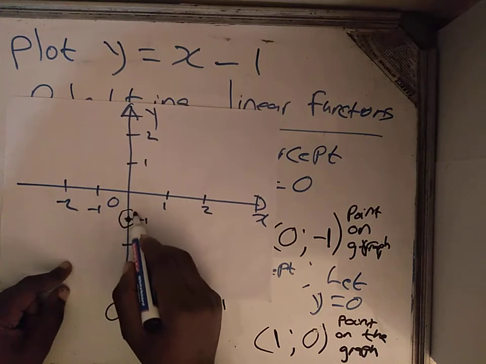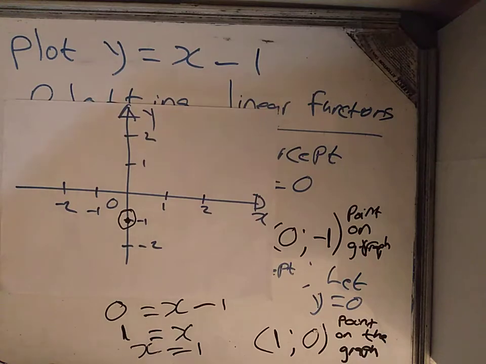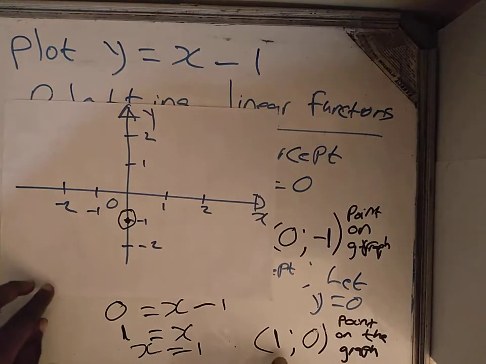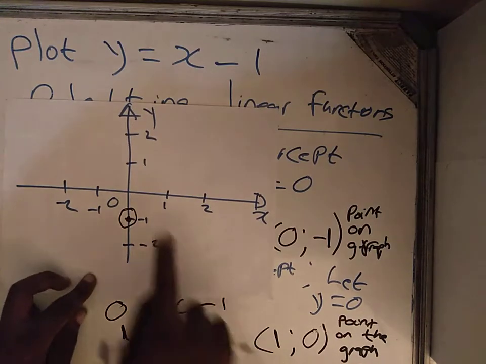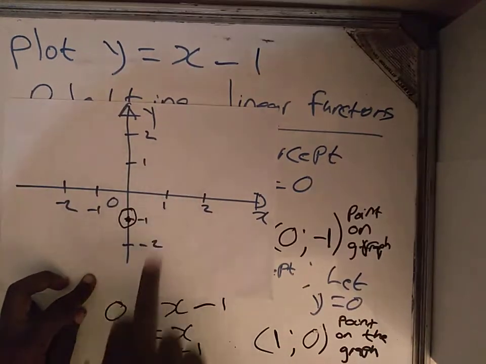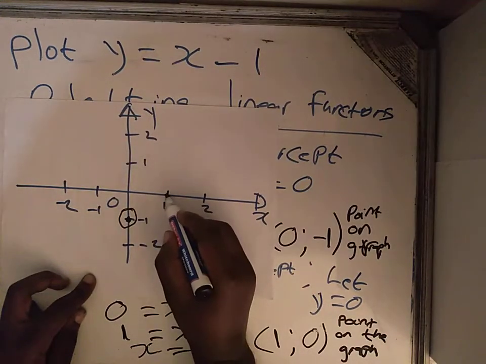Let me just put the circle here just to show where it is. So we've got our first point. Now where is our second point? Our second point is 1, so x is 1 here. Okay, and then y is 0 here. So where these points meet is here.